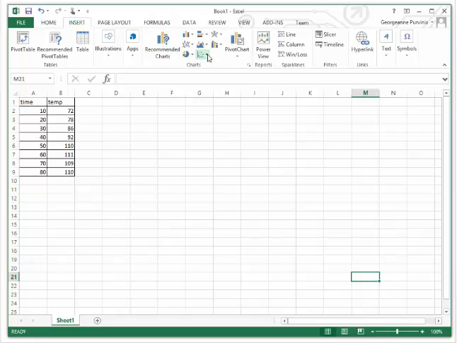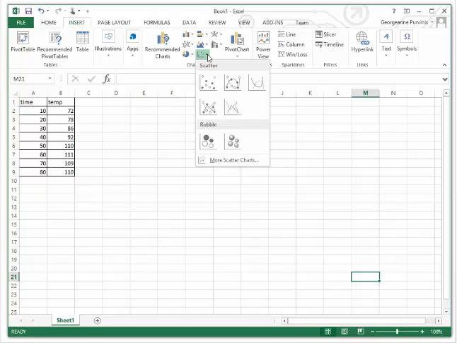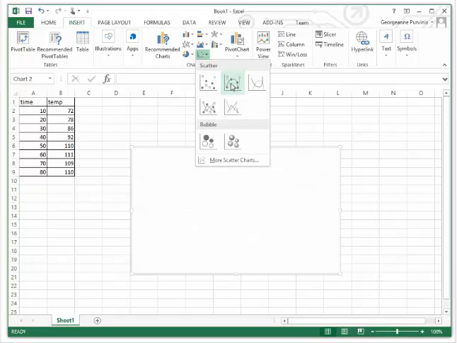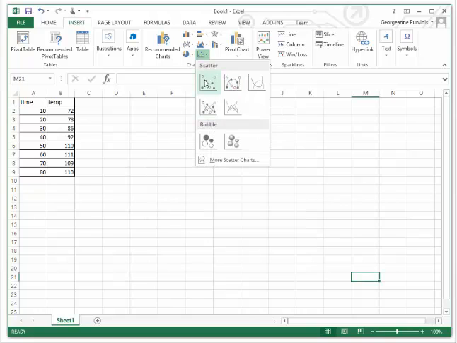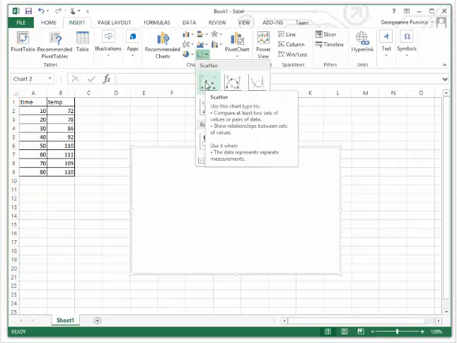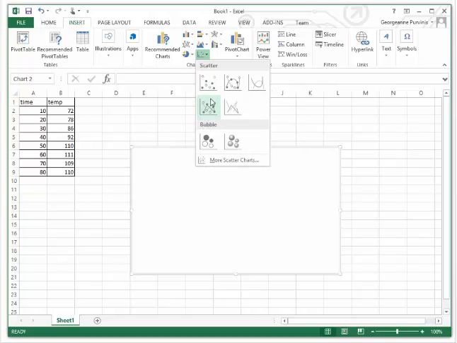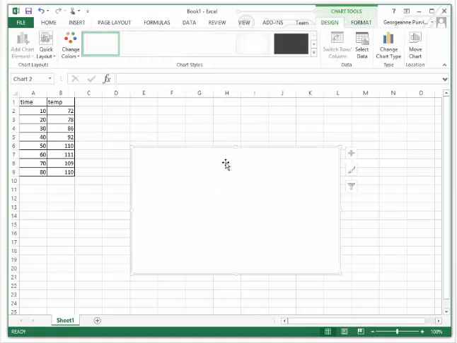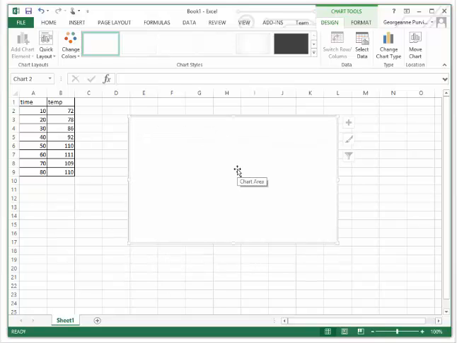So I'm going to insert an XY scatter plot, and I have a choice here of connecting the plot with curvy lines, connecting the plot with straight lines, or just plotting the data points. Since I want to see the data points and I want to connect my data points with a straight line and then do a linear interpolation, I'm going to select this option. So there's my chart that doesn't have any data on it yet. So I have to select data.